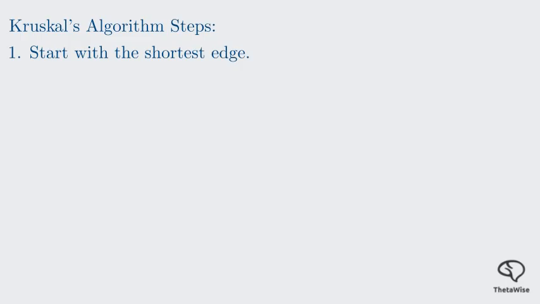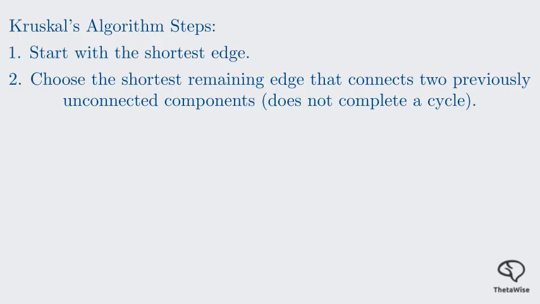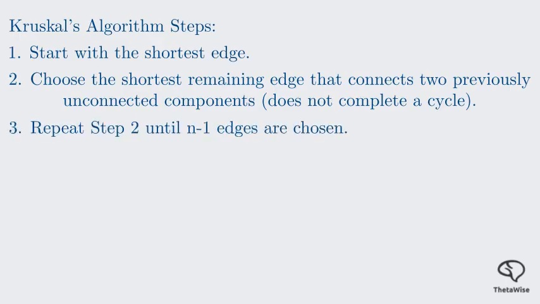Let's begin with Kruskal's algorithm. The core idea is simple. We sort all the edges by weight and add them to our tree one by one, from lightest to heaviest, making sure that adding an edge doesn't create a cycle. Here's the procedure. Step 1. Start with the shortest available edge. Step 2. Choose the shortest remaining edge that connects 2 previously unconnected components. This step is crucial for avoiding cycles. Step 3. Repeat until you have n-1 edges, where n is the number of vertices. Once you have n-1 edges and they form no cycles, you've found your minimum spanning tree.